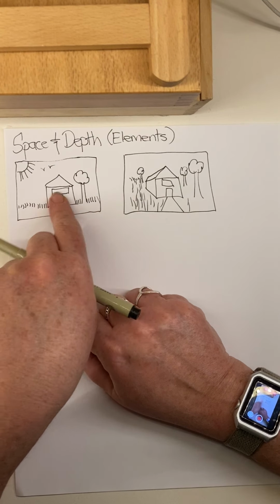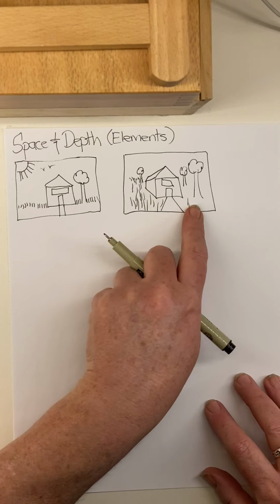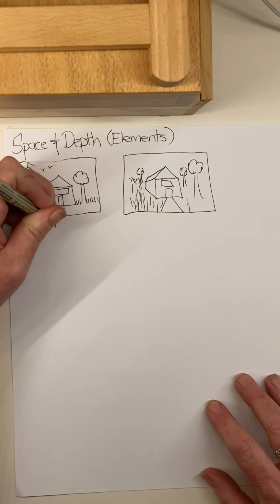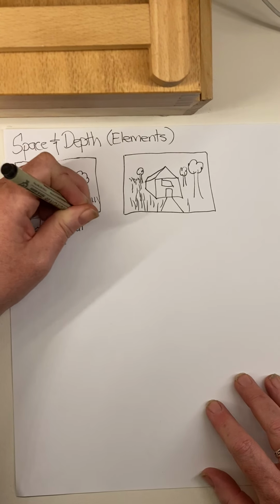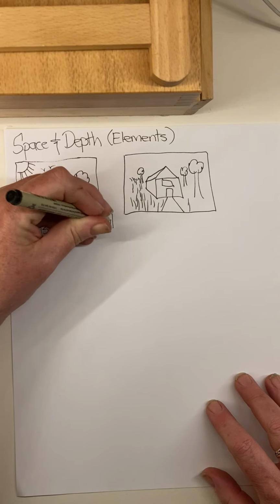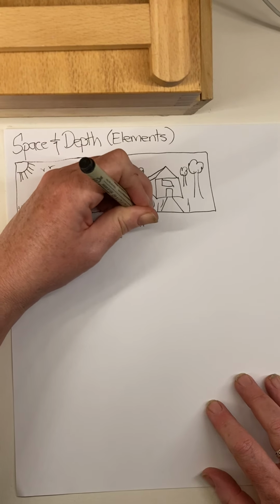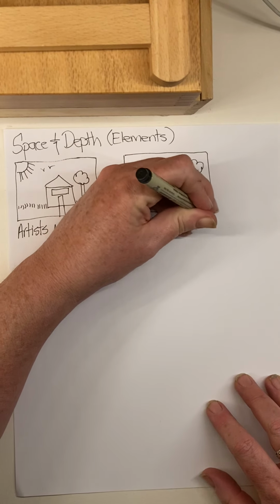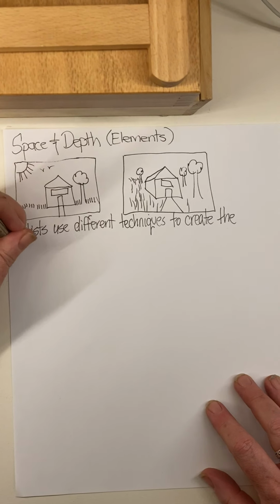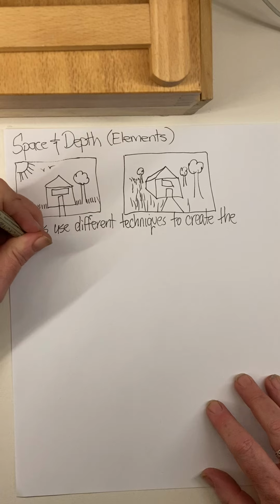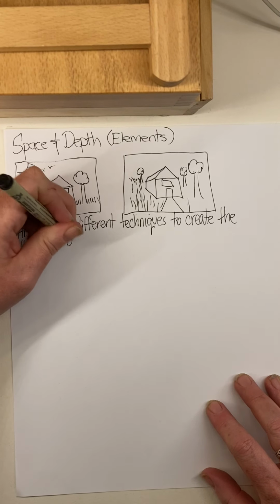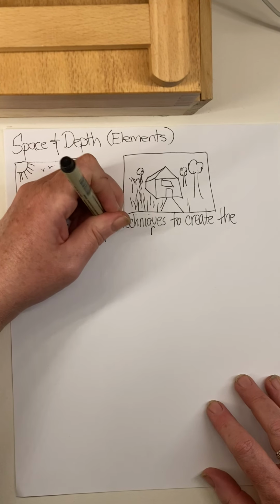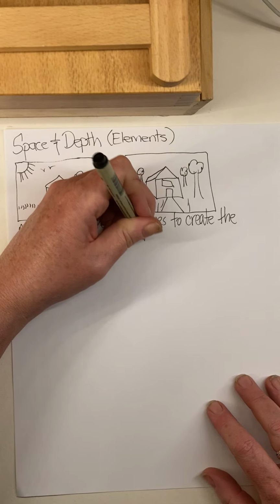So there's a bunch of techniques that I've done, and there's some more techniques that you can do to create this. So let's keep the note. So artists use different techniques to create the illusion of depth in two-dimensional artwork, right? In flat 2D art.